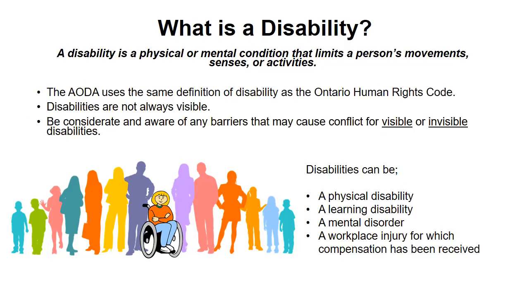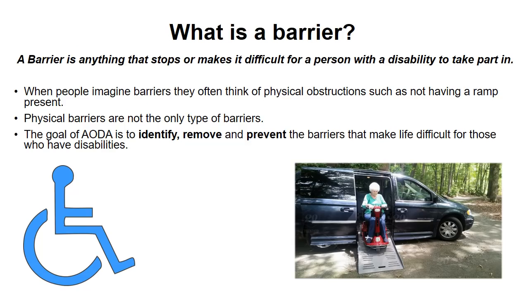What is a disability? A disability is a physical or mental condition that limits a person's movement, senses, or activities. The AODA uses the same definition of disability as the Ontario Human Rights Code. Disabilities are not always visible. Be considerate and aware of any barriers that may cause conflict for visible or invisible disabilities. Disabilities can be a physical disability, a learning disability, a mental disorder, or a workplace injury for which compensation has been received.